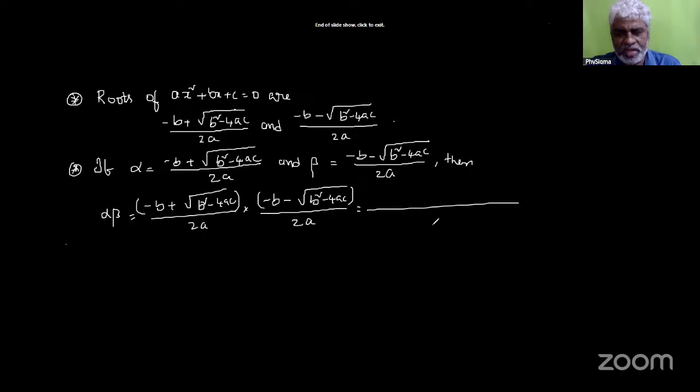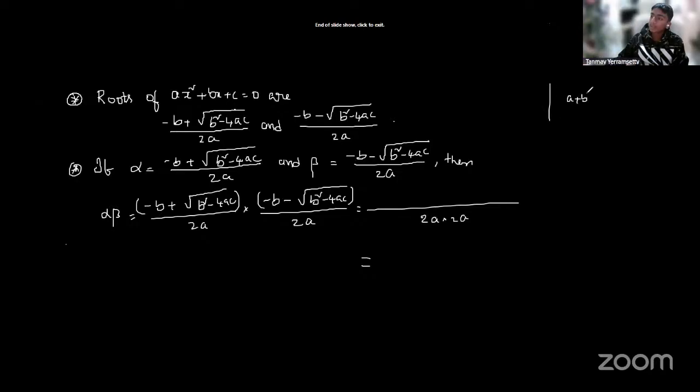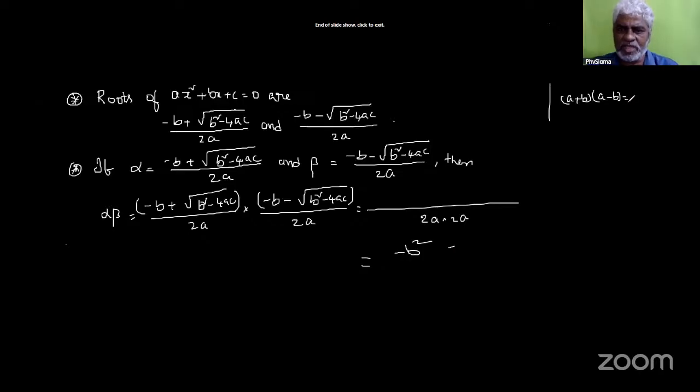You just multiply. First, let us write the denominator. Denominator is 2a times 2a. Did you observe that the numerator is in the form of a plus b into a minus b? What is the formula for a plus b into a minus b? A square minus b square. Perfect. A plus b into a minus b formula is a square minus b square, right?